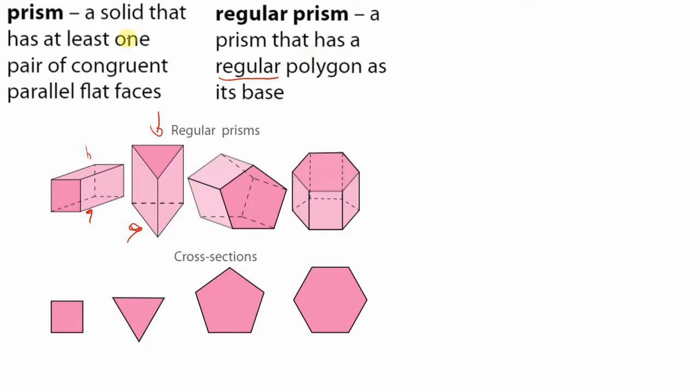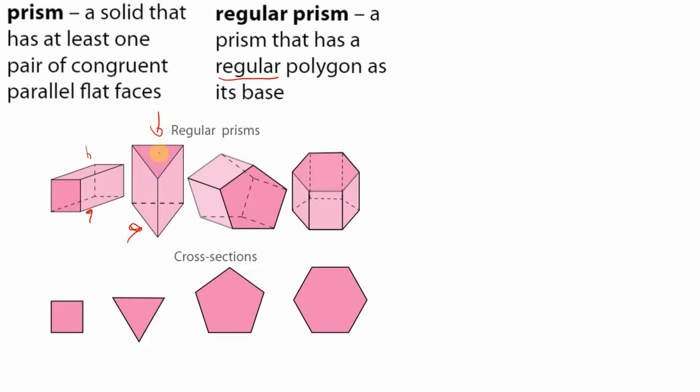A prism is a solid that has at least one pair of congruent faces. So congruent, if you take this triangular prism, it means the top triangle and the bottom triangle will fit exactly on each other, which we can see is the case. So it's a prism in that sense.